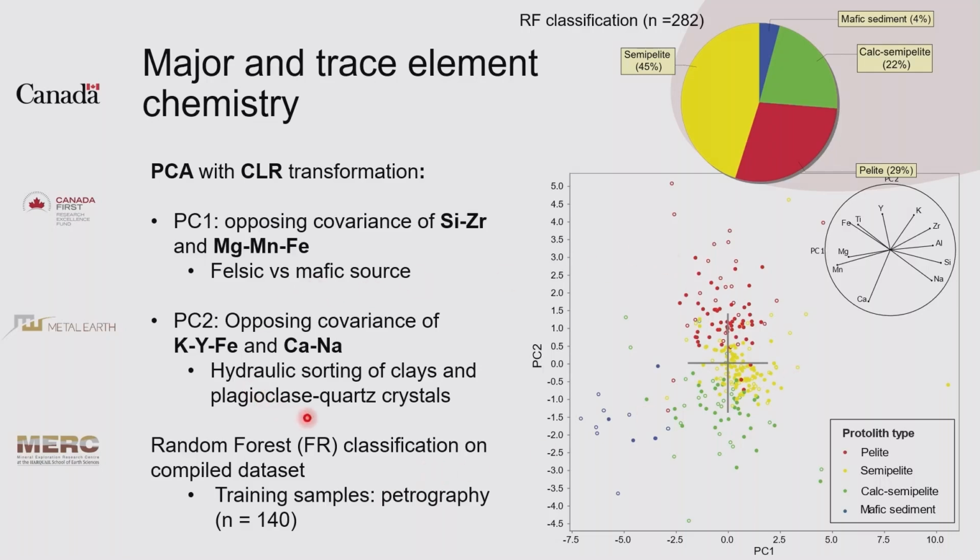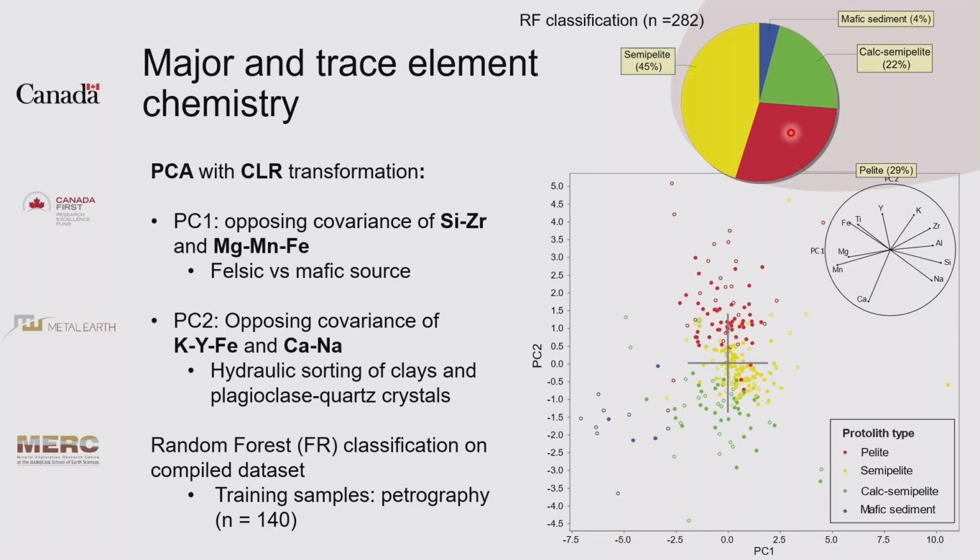Then we applied random forest classification on the full data set using the training samples in the petrography to give us a sense of what's the average composition of the Quetico sediments. Here it's mostly semi-pelite, 45%, quite a bit of calc semi-pelite, 22%, and then only 30% are actually pelites. So most of the rocks in the Quetico do not contain porphyroblasts, which is an important factor here.